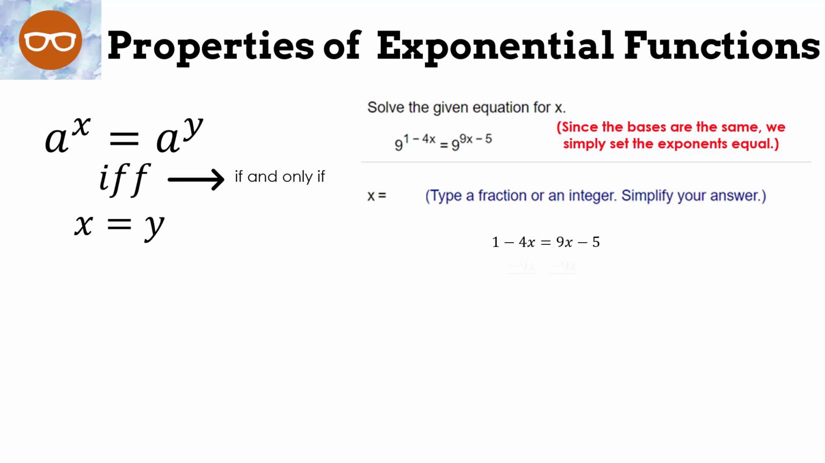I like to move my x's first. I'm going to subtract 9x from both sides. I want to get -13x by itself. I'm going to subtract 1. So I have -13x equals -6. I want to get x by itself, so I'm going to divide by -13. This gives me x equals 6/13. And yes, you can have a fraction as an answer.